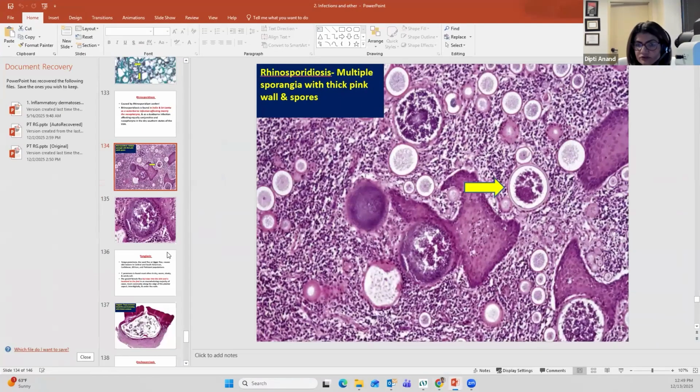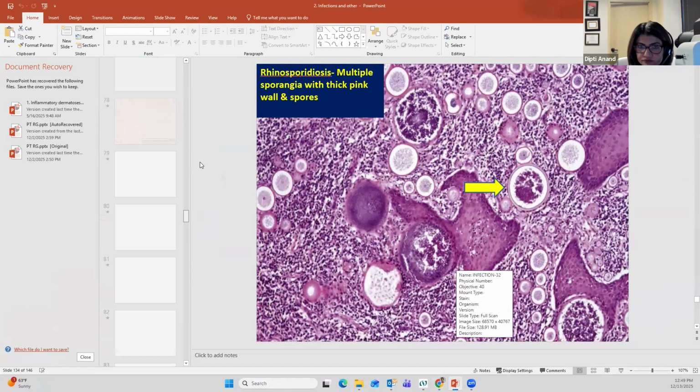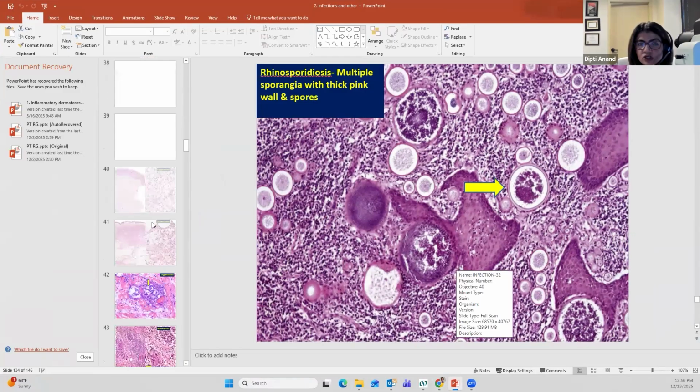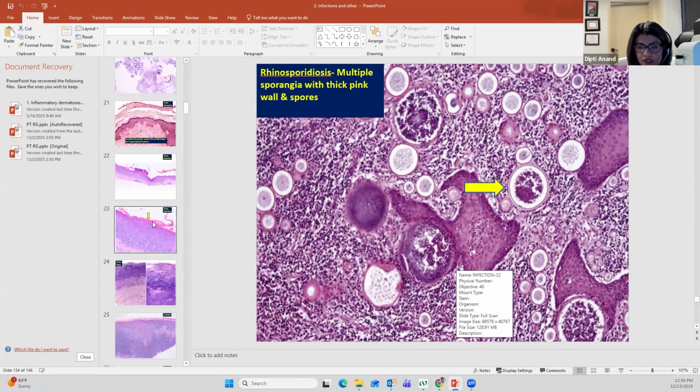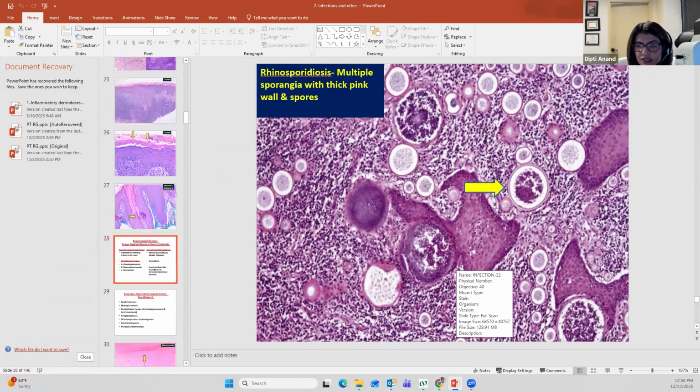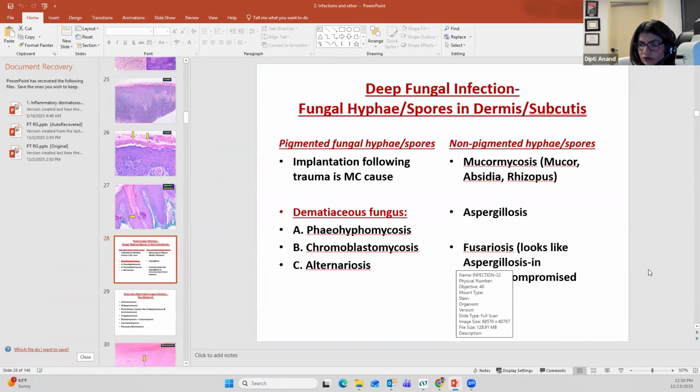So your deep fungal infections, how are we going to approach them? When you look at your deep fungal infections, and I'm going to share this PowerPoint with you guys, this is how you're thinking about it. Okay, so when you look at a deep fungal infection, the two things that you have to broadly do in your mind is this pigmented or is it not pigmented? Because that is going to put you in a completely separate category.